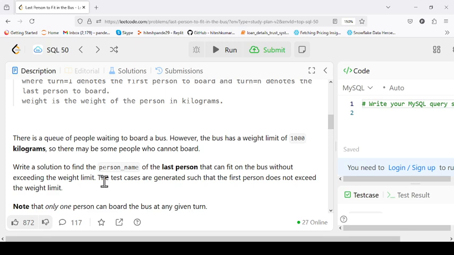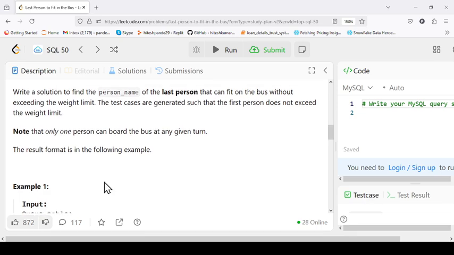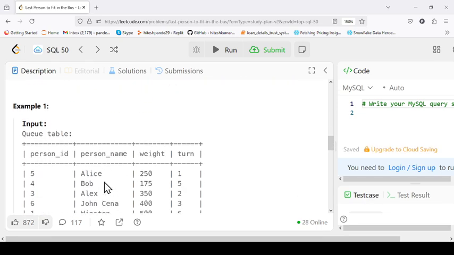These test cases are generated such that the first person does not exceed the weight 1000. Of course, a single person does not weigh more than 1000. Okay. So note that only one person can board the bus at a time, according to the given turn. Of course, one person can board at a time. So the result is shown in the following example.